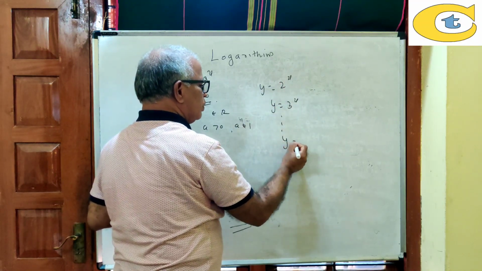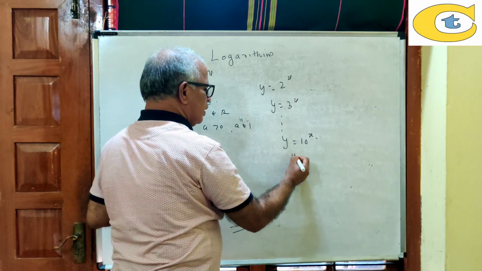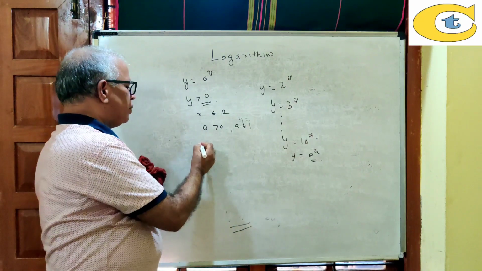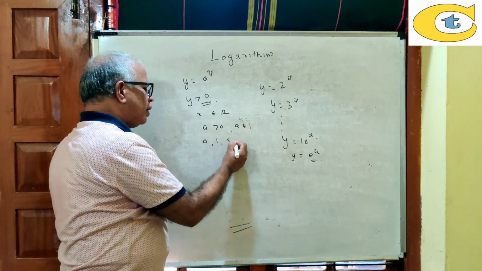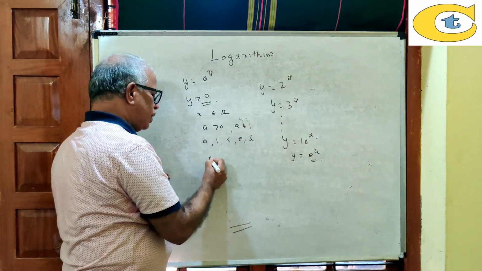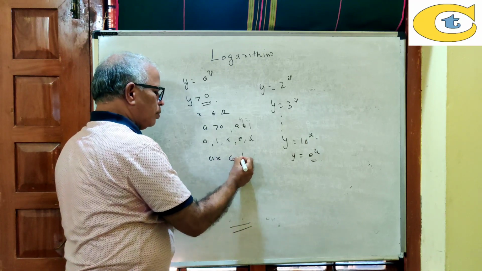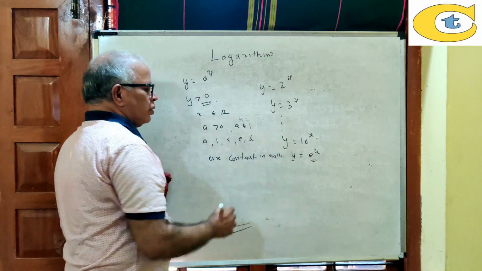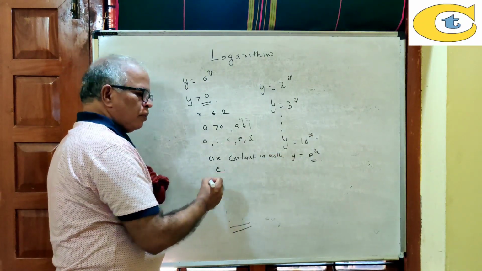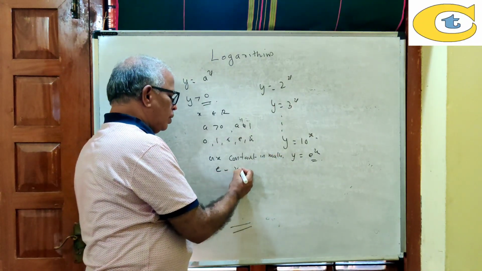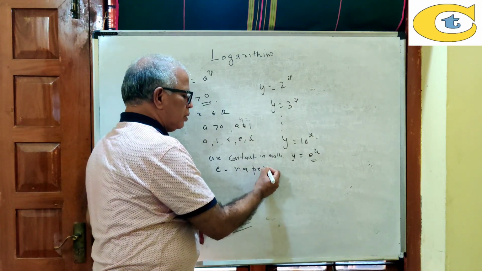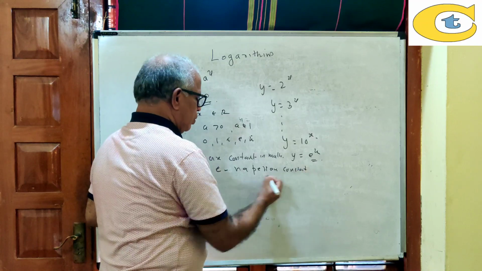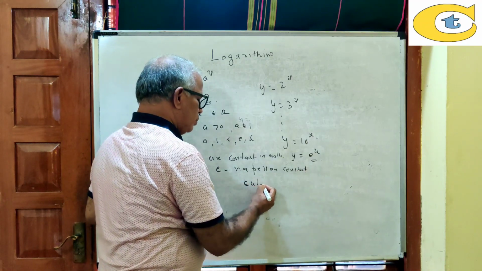Y is equal to 10 raised to x, y is equal to e raised to x. E is a constant. 0, 1, i, e, pi are constants in maths. So e is called the Neperian constant or Euler's constant.